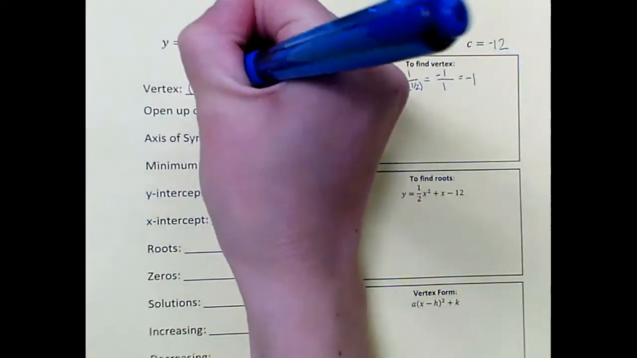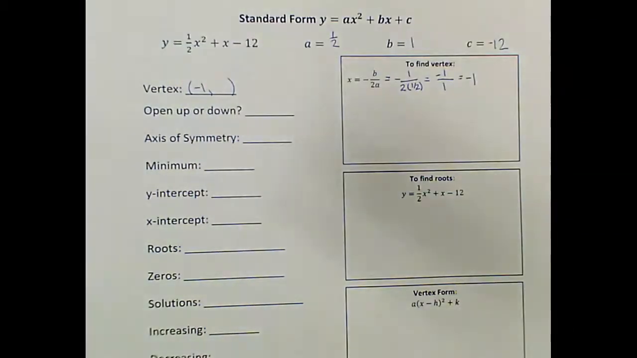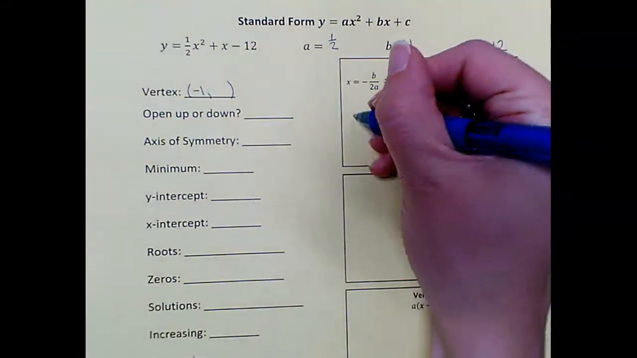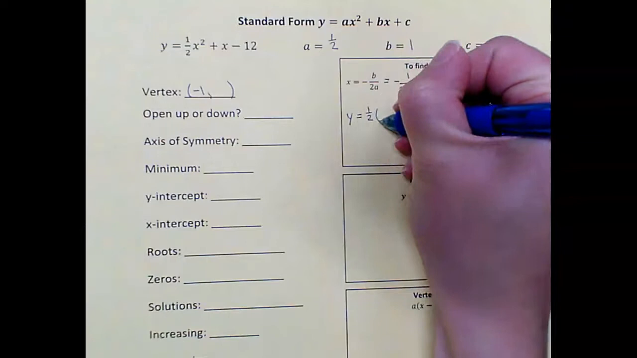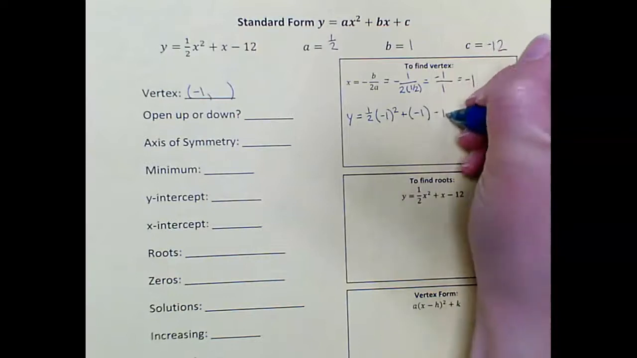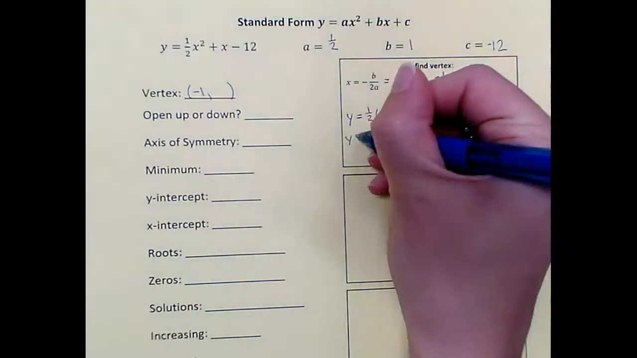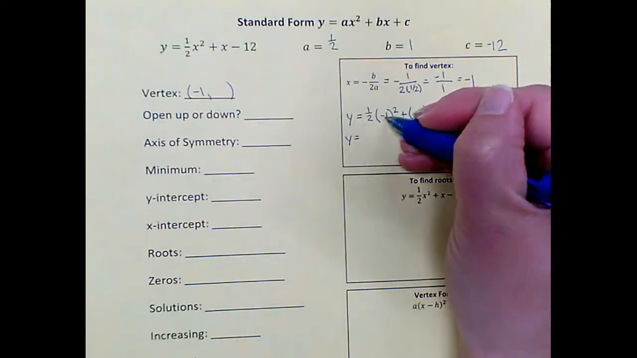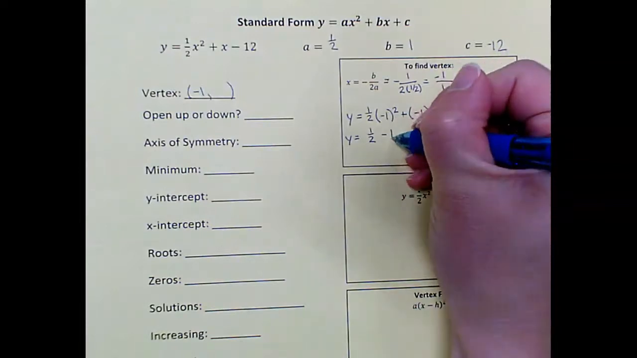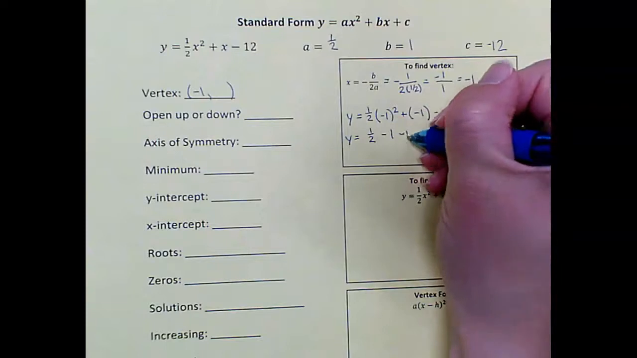So that's the x value of my vertex. How do you get the y value? Remember, a common theme in all algebra classes and every math class after that is if you have an x value and an equation, you can substitute your x value into the equation and get the y. So I have y equals 1/2 times -1 squared plus -1 minus 12. -1 squared is 1. Half of 1 is just a half. Plus -1 is like -1. And minus 12 is still minus 12.